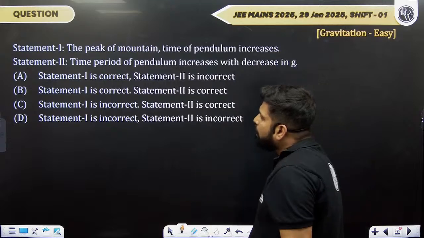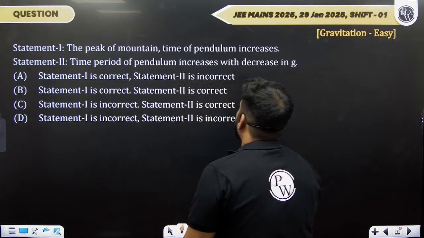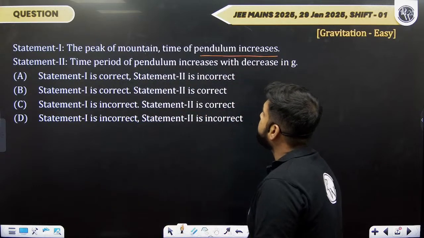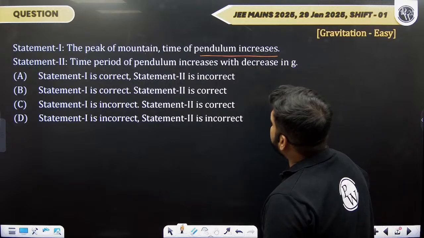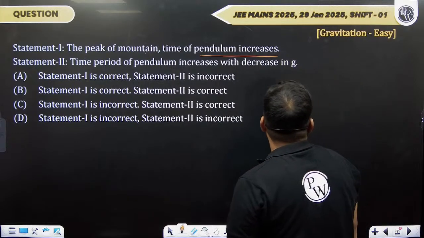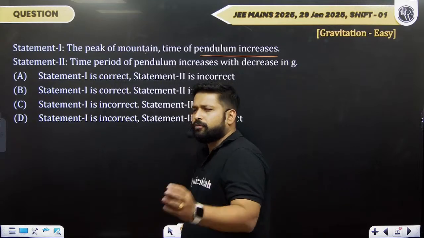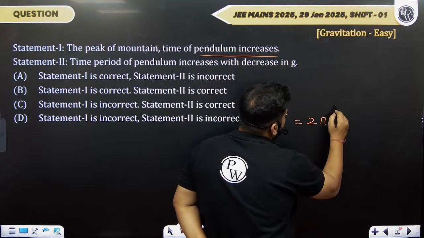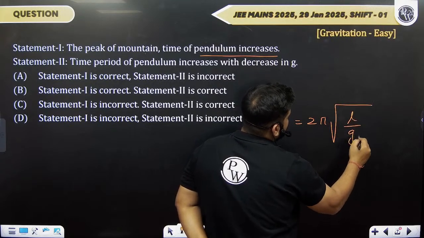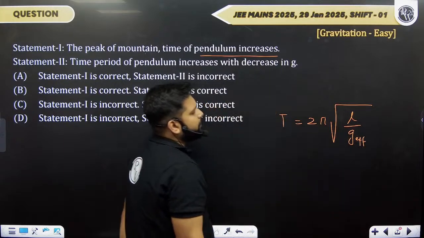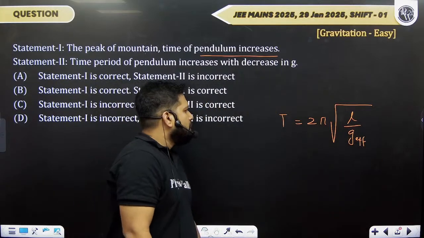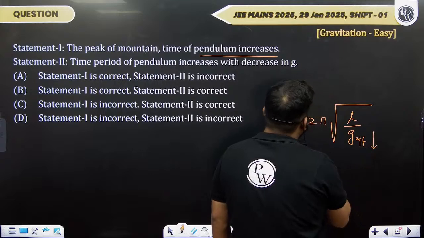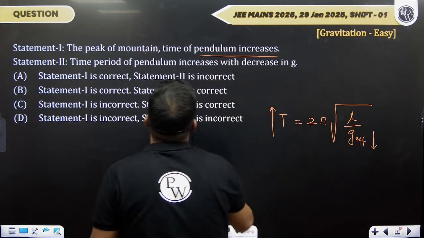The question is, at the peak of the mountain, the time period of the pendulum increases. And statement 2 is, time period of a pendulum increases with decrease in g. See, this is what I call an easy question, because it is directly based on a formula. We know the formula for time period, T is equal to 2 pi root over L by g, and generally we can also write it as g effective. Correct? If you're going up or down, whatever. So it is called g effective. Now as you go up to a larger height, the value of g decreases and thus time period will increase. That is what statement 1 is saying.